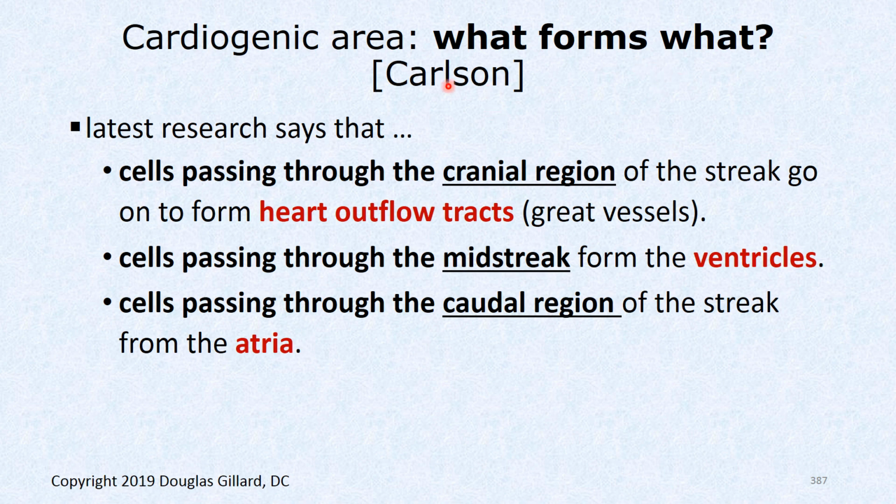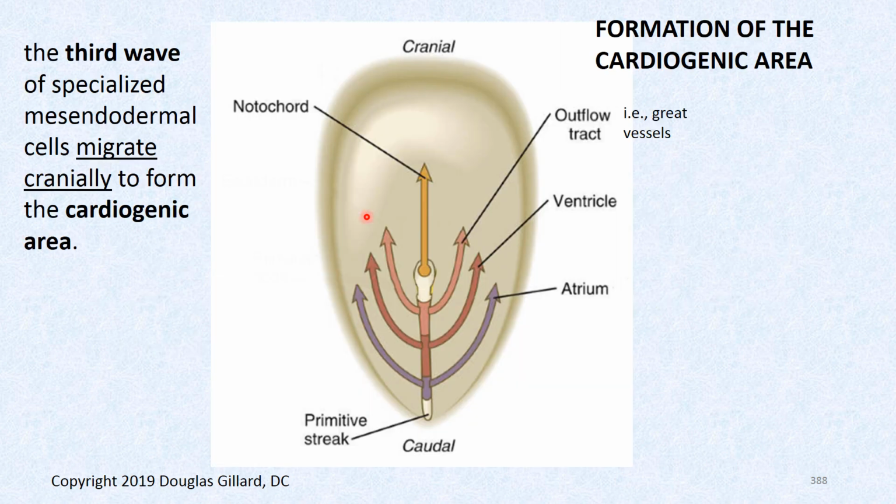What forms what? The latest research is a little bit more specific on the cardiogenic area. Cells passing through the cranial region of the primitive streak go on to form the outflow tracts. So the pulmonary trunk and ascending aortic arch are the outflow tracts. Cells passing through the middle of the primitive streak turn out to form the actual ventricles. And cells passing through the caudal region of the primitive streak form the atria, right and left atria. So we actually know that.